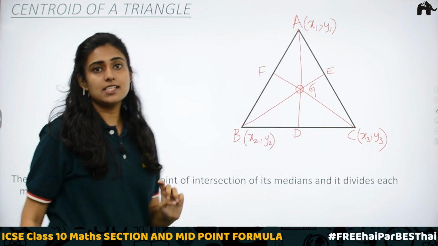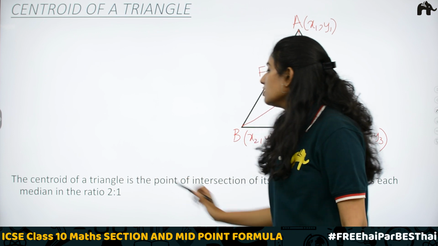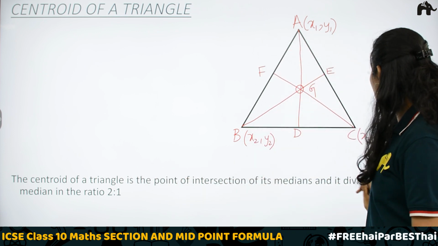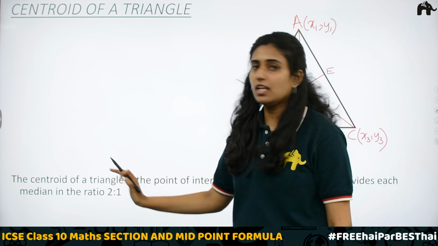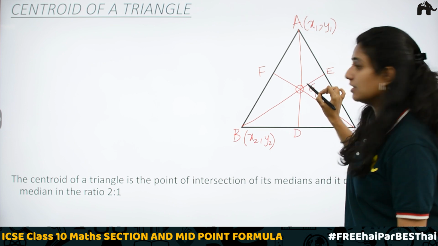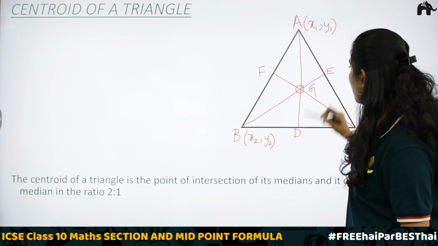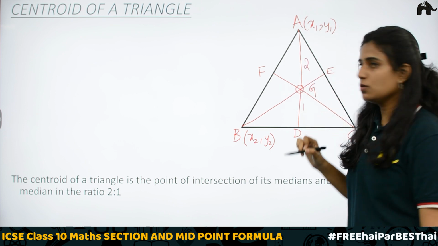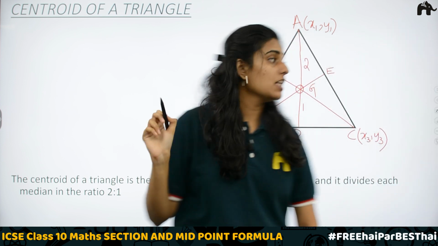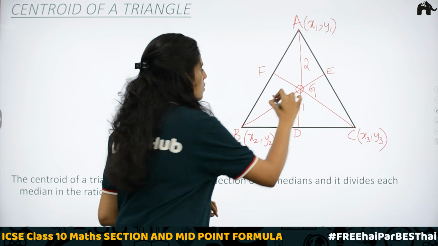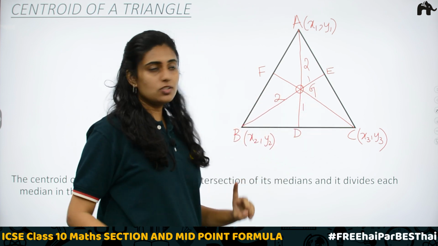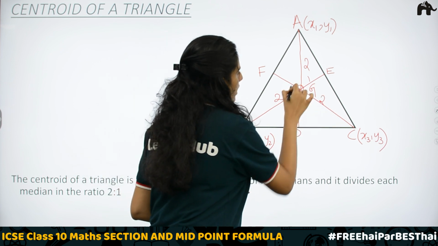We can define the centroid as: the centroid of a triangle is the point of intersection of its medians and it divides each median in the ratio 2:1. Here, the point G divides the median AD in the ratio 2:1. Similarly, it divides the median BE in the ratio 2:1. And CF is also divided in the ratio 2:1.